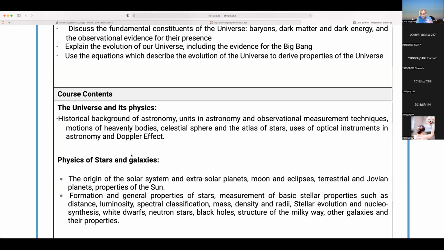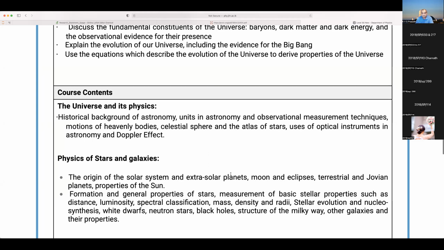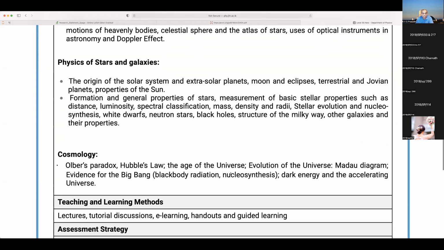Then you can see that we are going to cover quite a lot in this particular course about stars, and then also about the Milky Way and galaxies, those kinds of things. And then the last section will be about cosmology. Cosmology means we are going to talk about the expansion of the universe, evolution of the universe, and some other specific diagrams like that I have mentioned here, and about dark energy, and the expansion of the universe, those kinds of things, right?